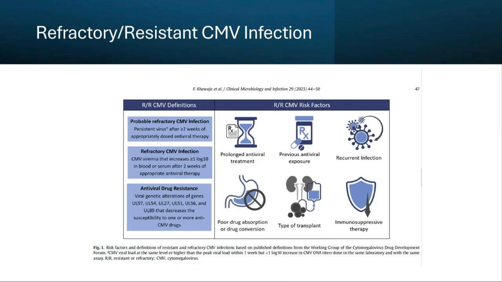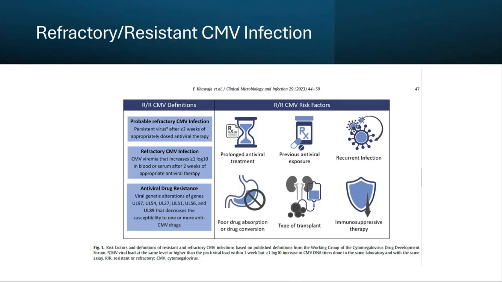And these are your main risk factors for refractory/resistant CMV infection or disease. One of the most important risk factors would be a previous antiviral exposure with prolonged antiviral treatment. And this is defined as a patient that has received more than 6 weeks of therapy or prophylaxis in the past. So this is one of the most important risk factors.